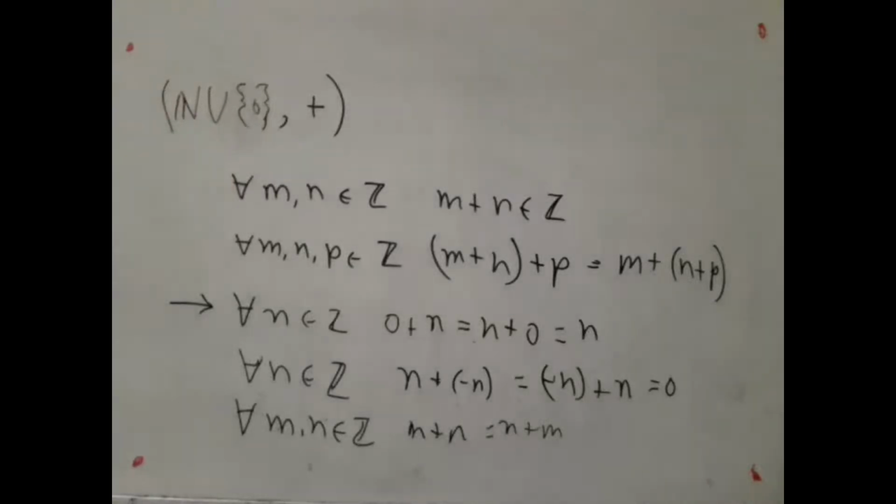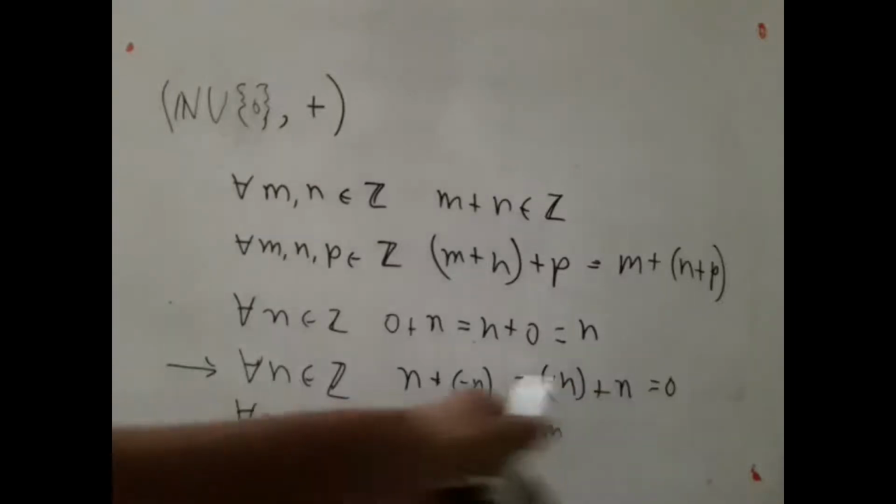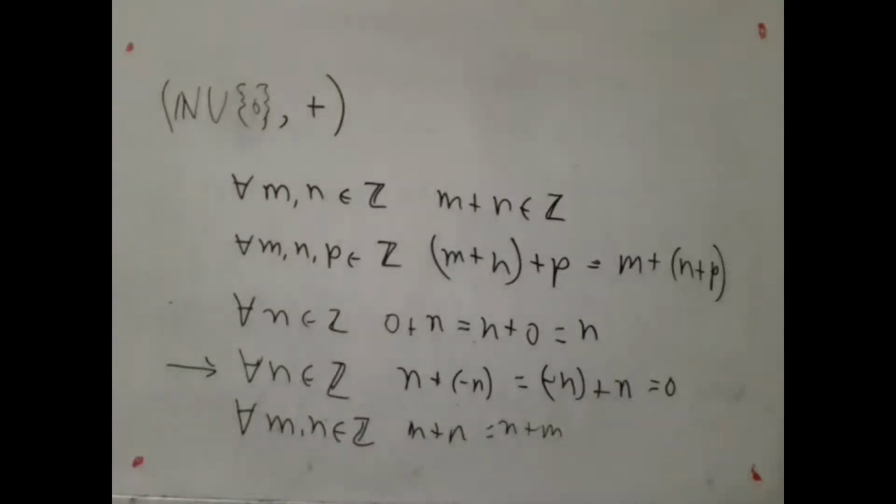So it's 0, 1, 2, etc. Now, of course, there is no problem with this property, but still we can't work, because this will now fail, because natural numbers union 0 does not contain any negative number, so inverse will not exist. However, if I work with this, this fails and all the rest remains, so I have a monoid.